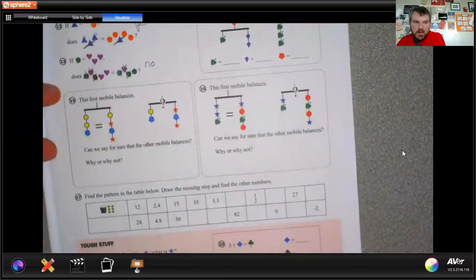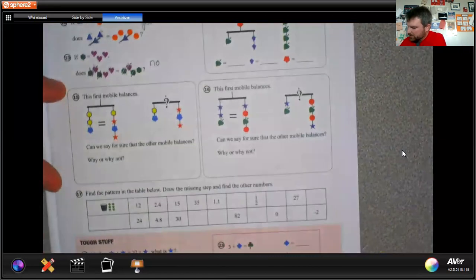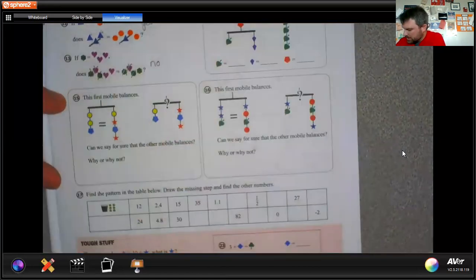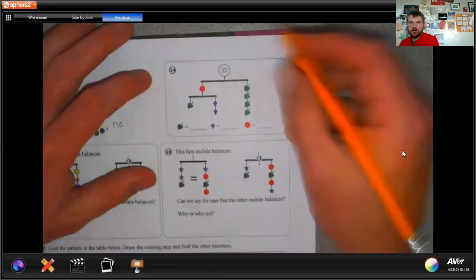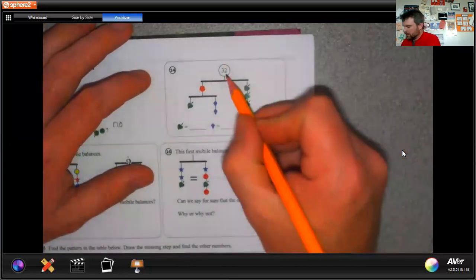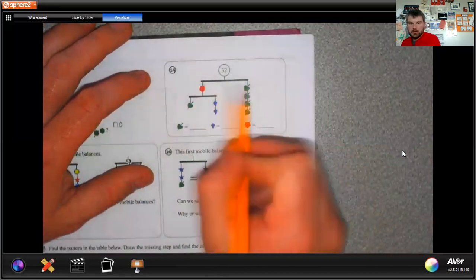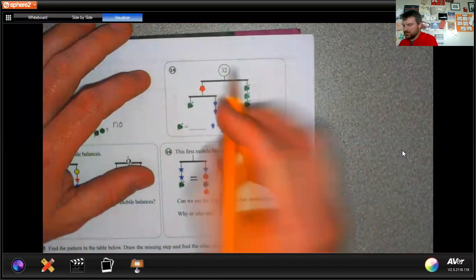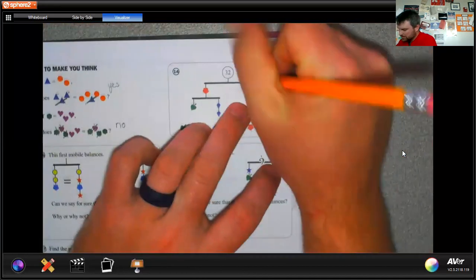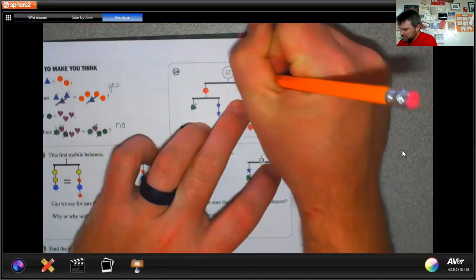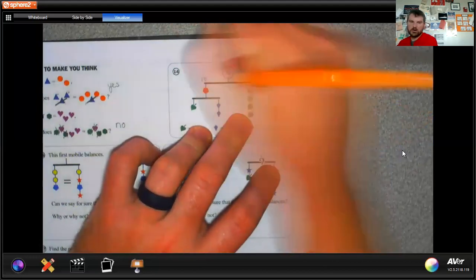All right, let's look at number 15 here. I'll leave 14 for you. Okay, well, let's do 14. I know the total here is 32. I'm going to divide it in half here. So 32 divided by 2 is 16. So you got 16 on each side.